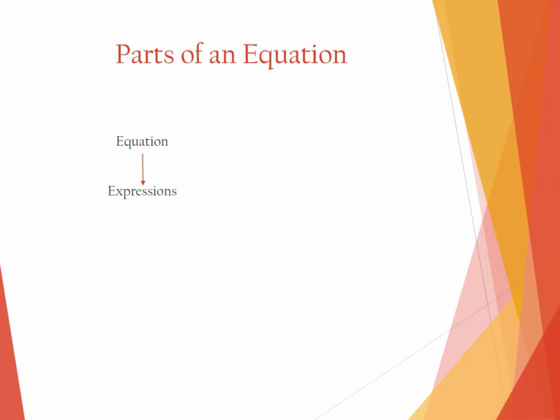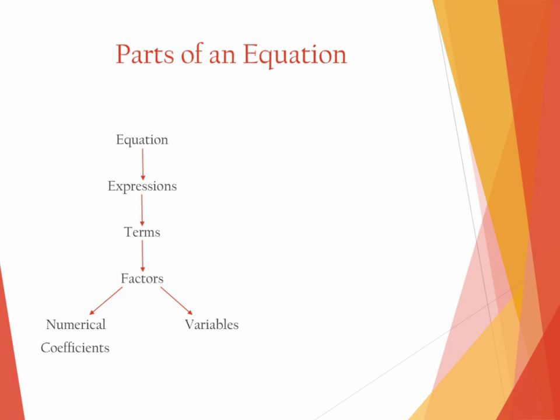So an equation is always made up of two different expressions, one on the left-hand side of the equal sign and one on the right-hand side of the equal sign. Each expression is then made up of terms that are added and subtracted. Those terms are made up of different factors, and those factors can either be numerical coefficients, which are just numbers, or variables, which are our letters.